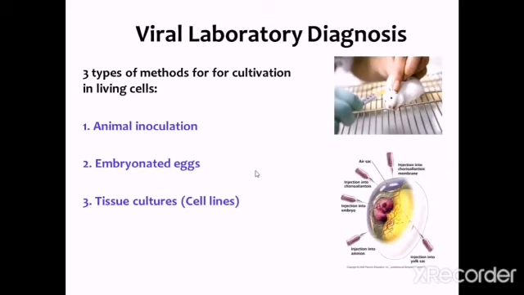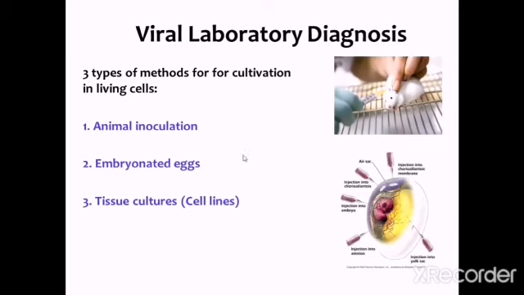But there are certain disadvantages of this method. There can be interference of immunity with viral growth, and infection of the animal with latent viruses. There is high cost, difficulty in handling, and maintenance of animals. So these are the issues with this animal inoculation method.